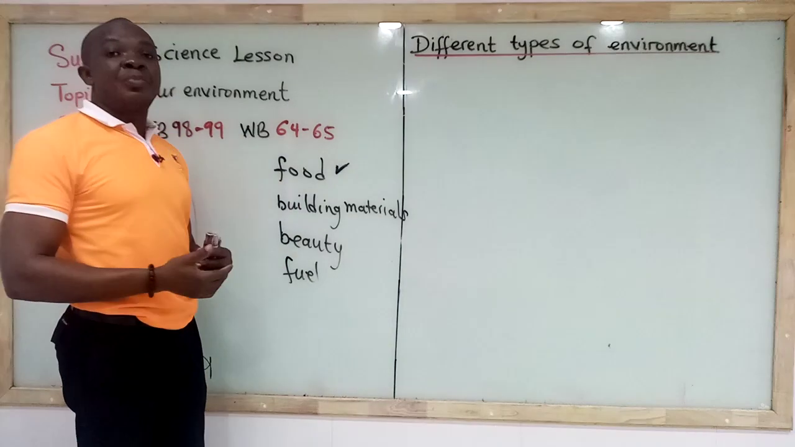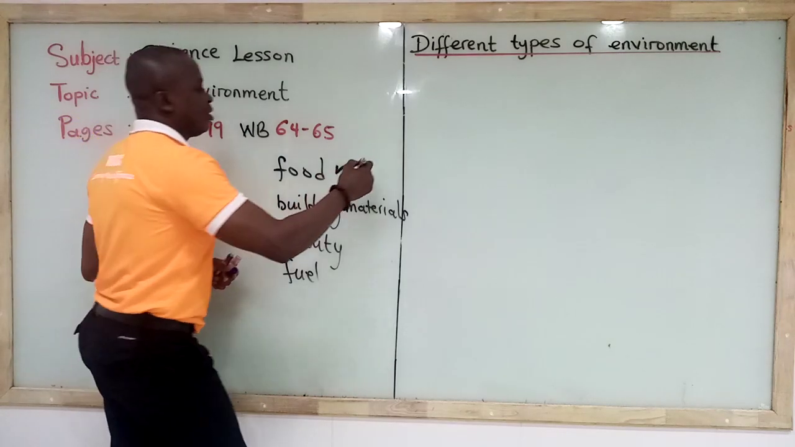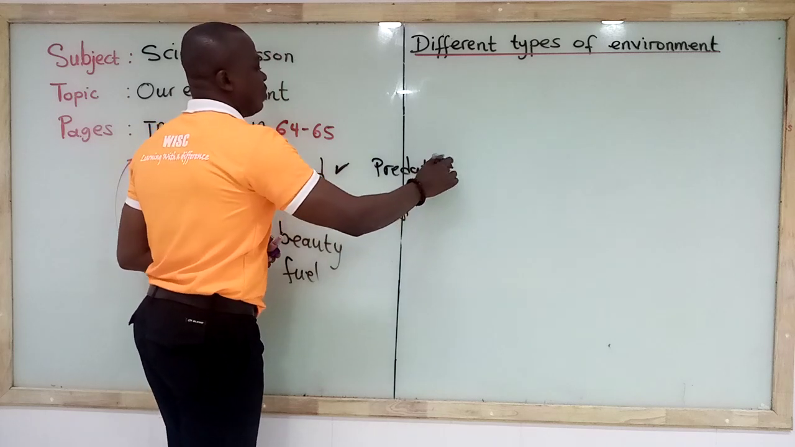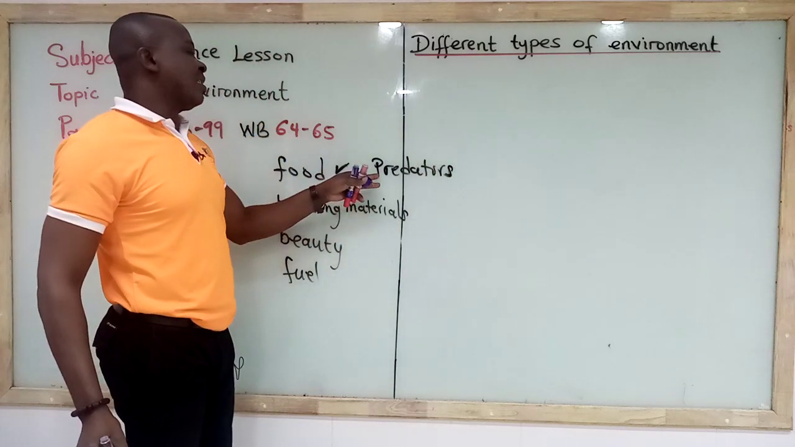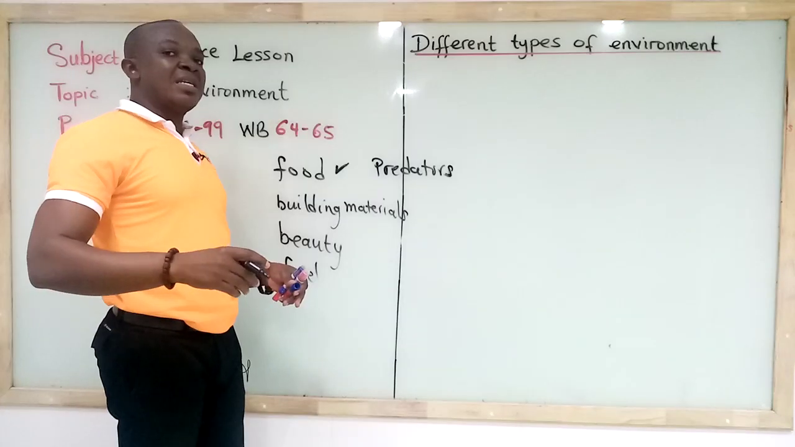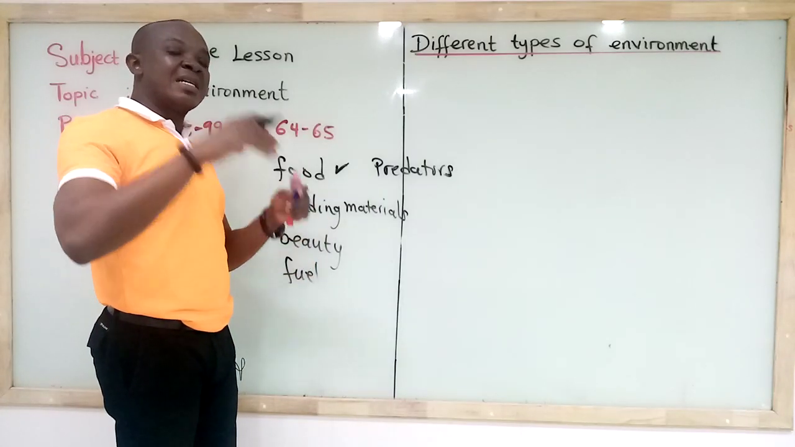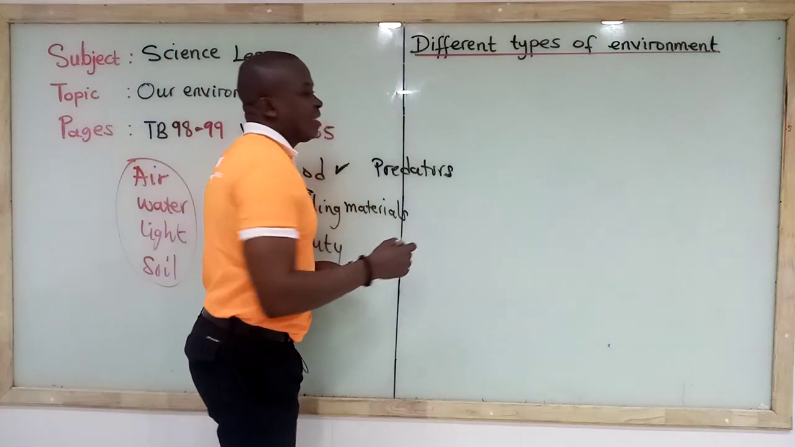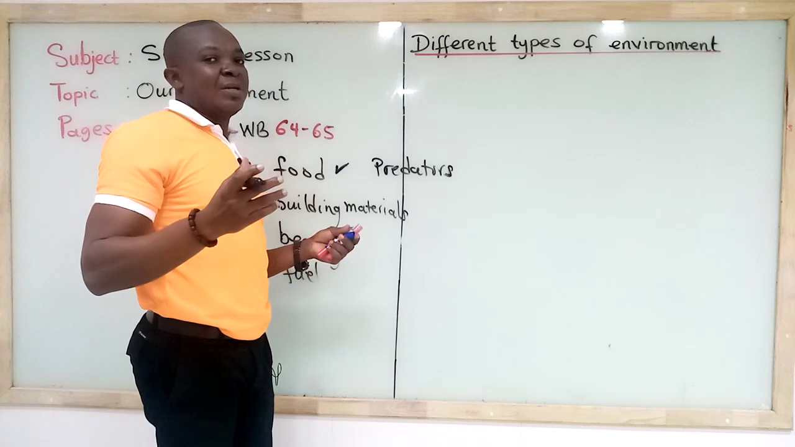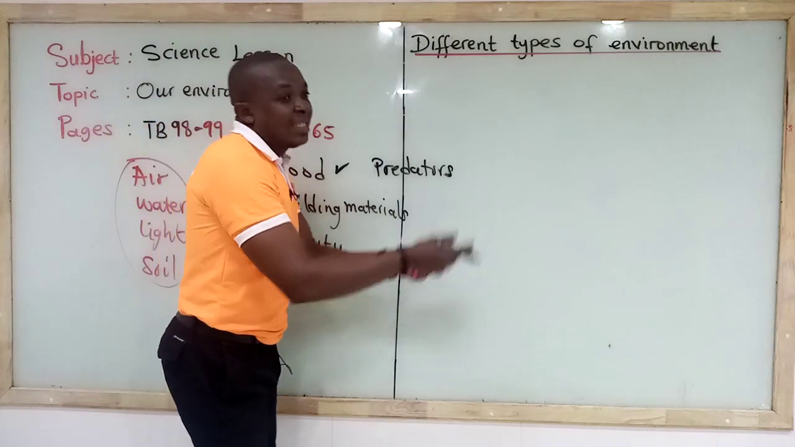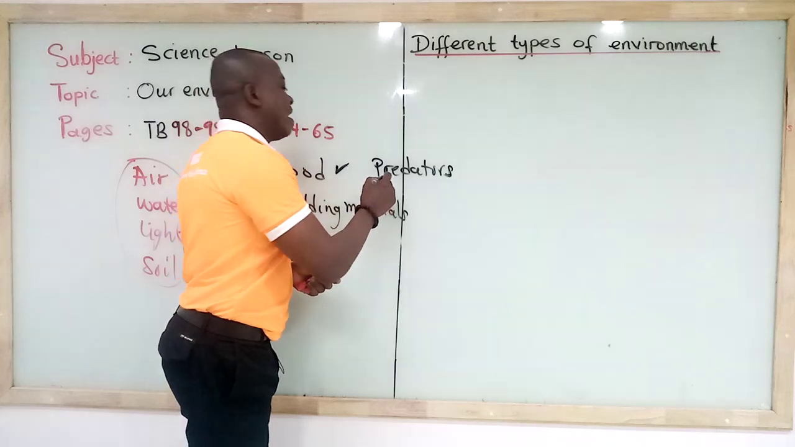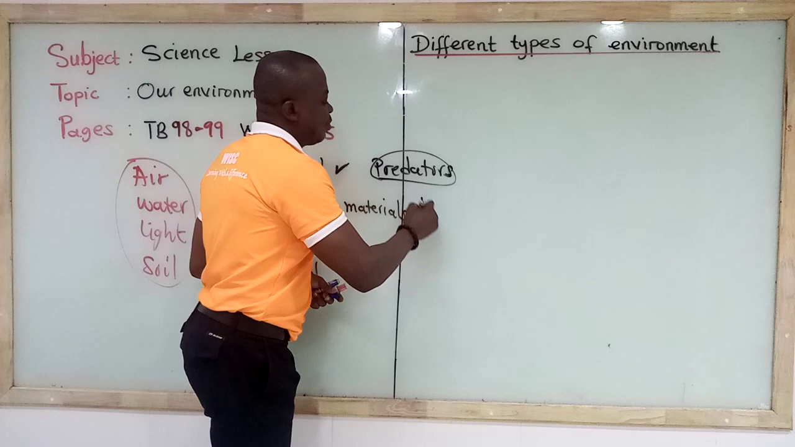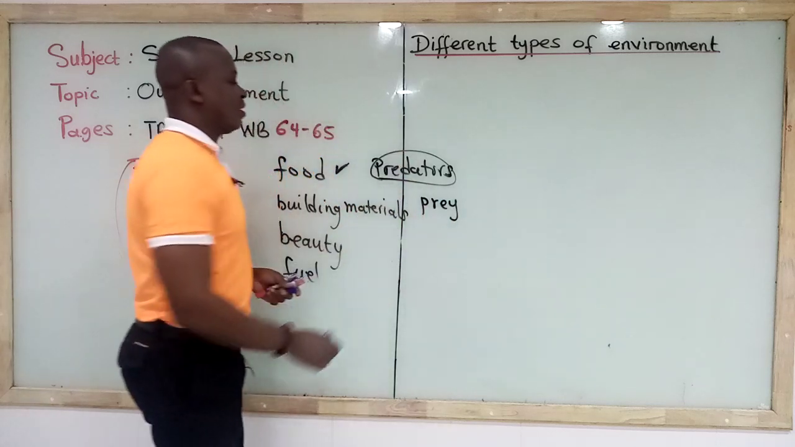We also talk about predators. Please remember predators. Predators are the animals that hunt. They hunt for other animals, catch them and feed on them. For example, a lion catches a dog and then eats the dog. The lion that hunts the dog is the predator, and the dog that is caught and fed on is the prey. That is the difference.